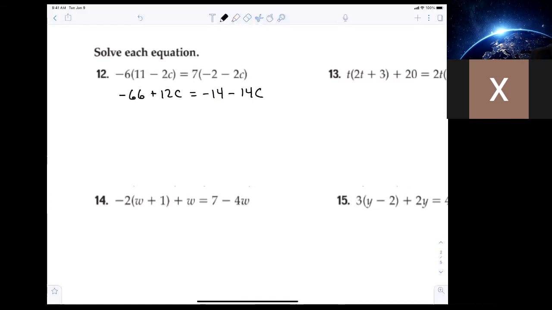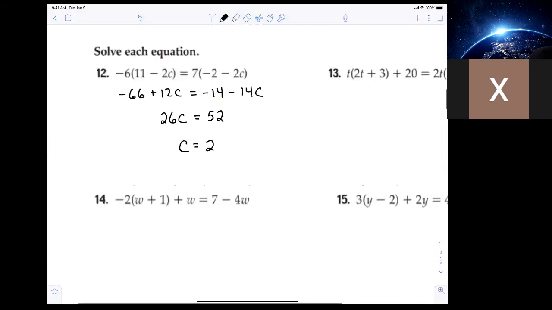So you're adding 14c. 12 plus 14 is 26c, which is equal to, now you're adding 66, so that becomes 52, I believe. And then dividing by 26, c is just 2. There you have it. Any issues with that? Anybody? All right, let's knock out 14.